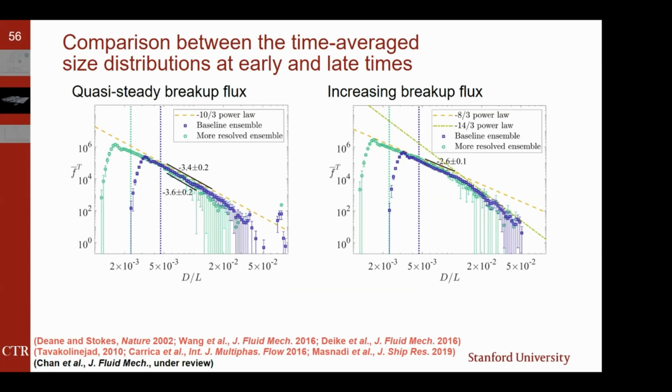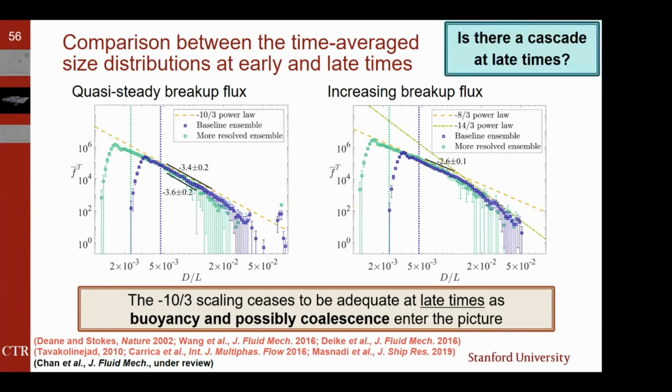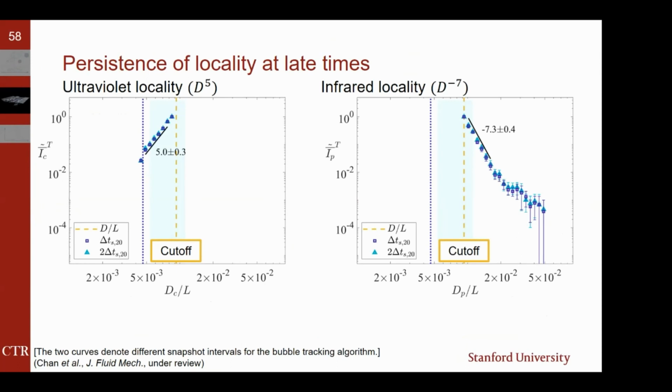So just to recap, the left is the distribution from the first interval, the right the distribution from the second interval. The -10/3 scaling, which many people have defined as a cascade, ceases to be adequate at late times because other mechanisms start to enter the picture. So the natural question to ask then is, is there a cascade at late times since the distribution is changing? It turns out that we can say a little more about this because we're able to directly measure these characteristics of a cascade. So let's now look at these two quantities, infrared and ultraviolet locality.